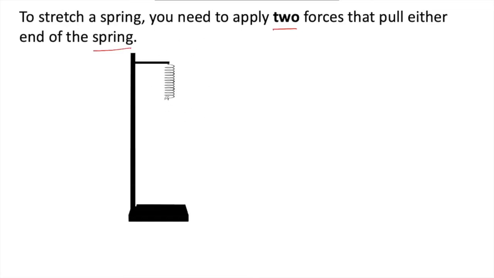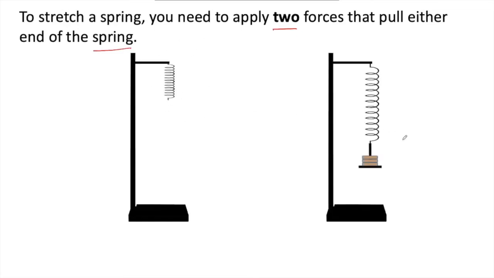To stretch a spring, you need to apply two forces that pull either end of the spring. So, for example, you could have it on a clamp here, and you could add some weights to that, so you'd have the force of weight acting downwards, and then a tension force acting in the opposite direction. That is two forces, therefore applying on the spring and allowing it to stretch.